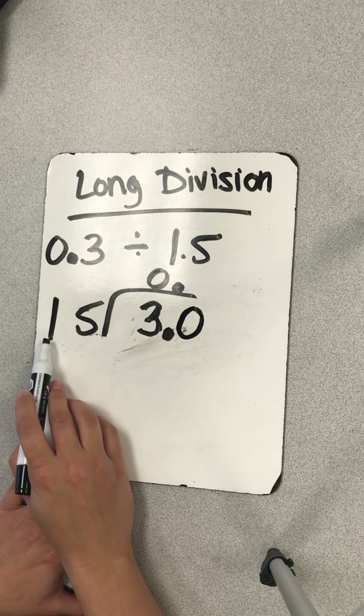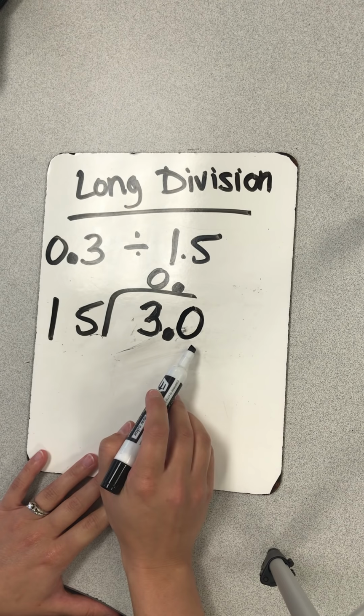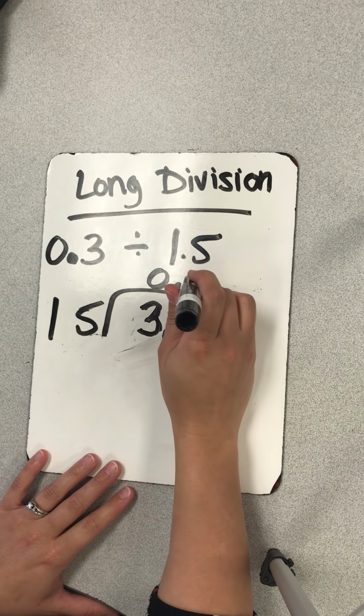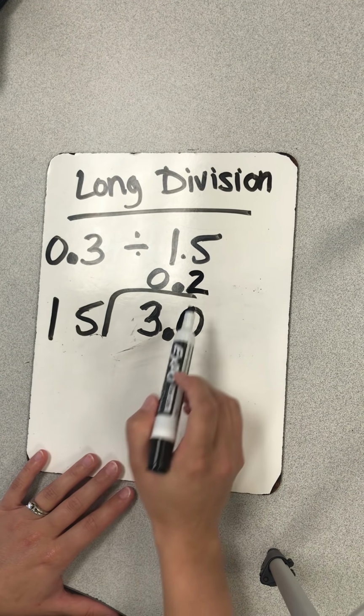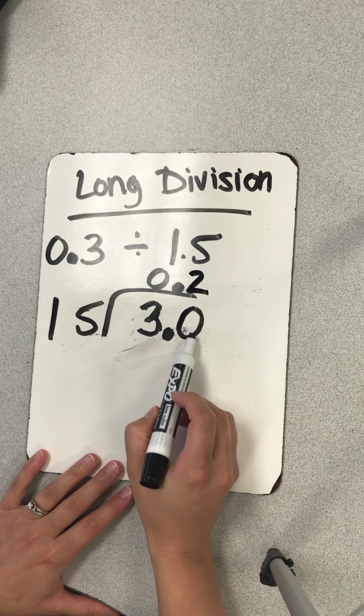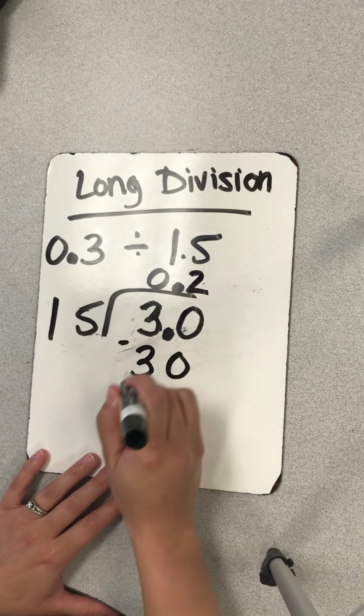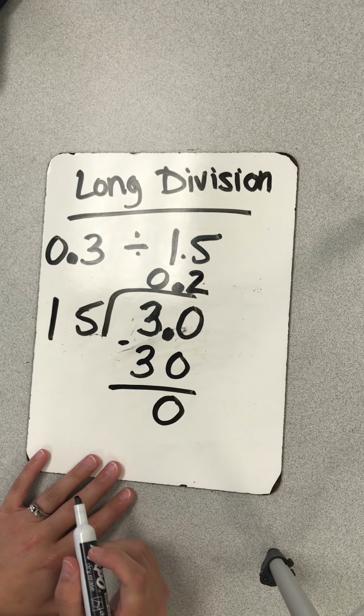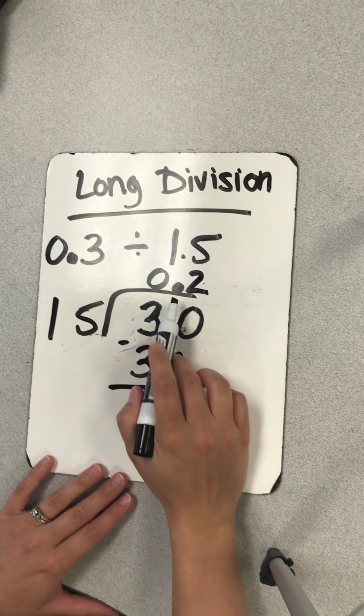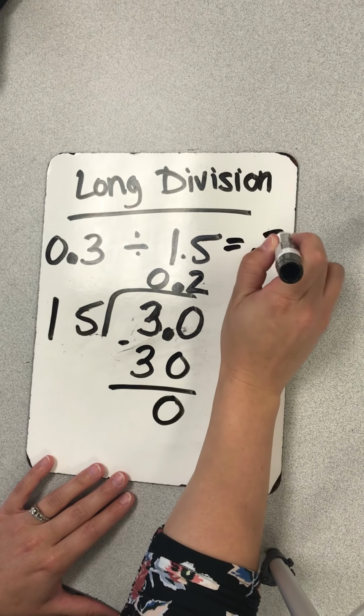Now we can ask ourselves, how many times will 15 go into 30? 15 will go into 30 2 times. It's important to make sure you're putting that 2 on top of your 0. 2 times 15 gives you 30. When we subtract, we have no remainder, we have nothing left over. So we are done. So we know that our answer, or our quotient, is 2/10.